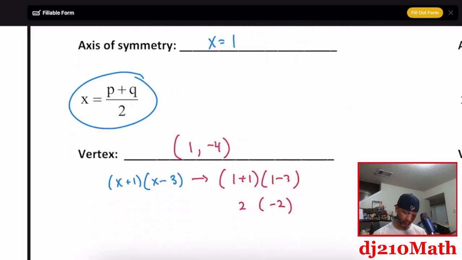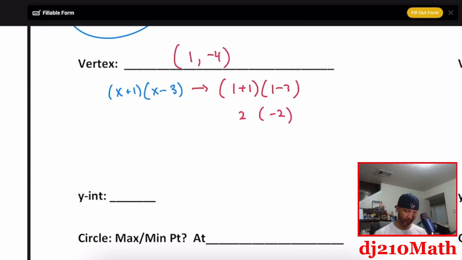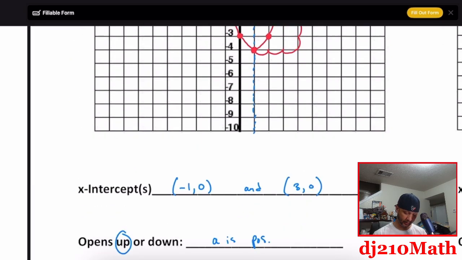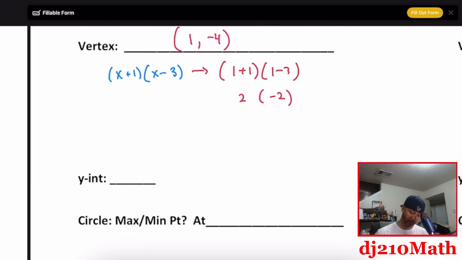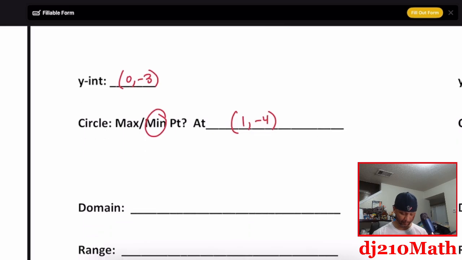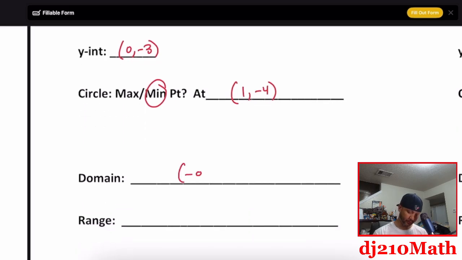Okay, let's answer some questions. The y-intercept, what did we say it was? Negative 3. So the y-intercept is going to be 0, negative 3. It opens up, so it has a minimum point, 1, negative 4. Domain, all real numbers. The range, it opens up, so it starts at the y value of the vertex and goes towards infinity.